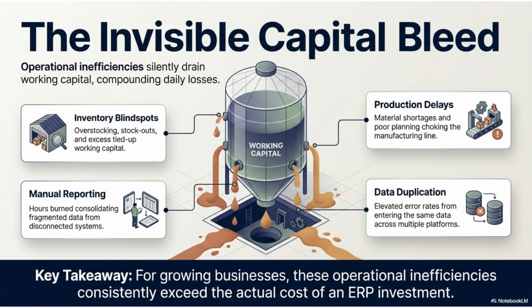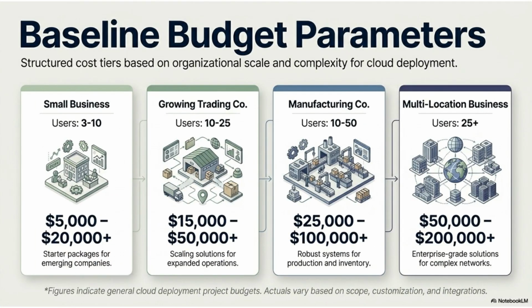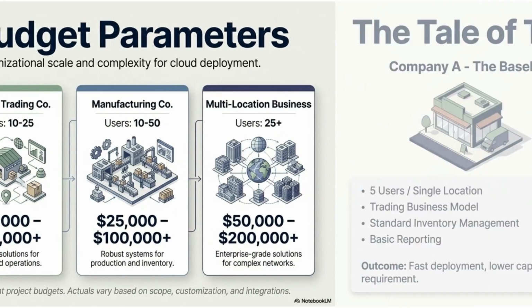Operational inefficiencies can create a silent drain on your working capital. Problems like inventory blind spots, manual reporting, production delays, and data duplication often cost more than the investment in an ERP system itself. This video outlines baseline budget parameters for cloud deployment, categorized by organizational scale and complexity, from small businesses with just a few users to multi-location enterprises.